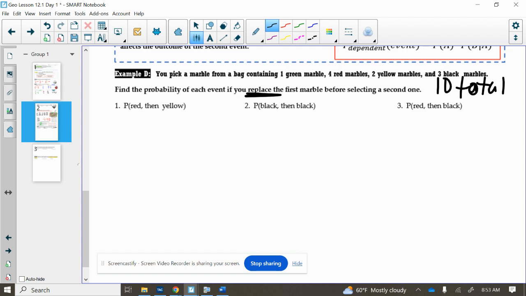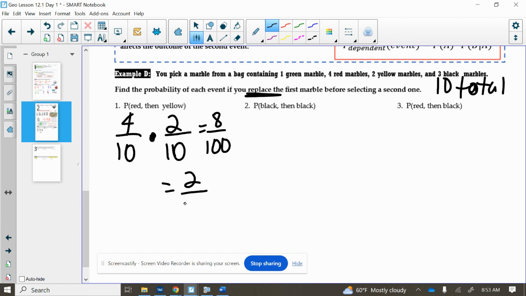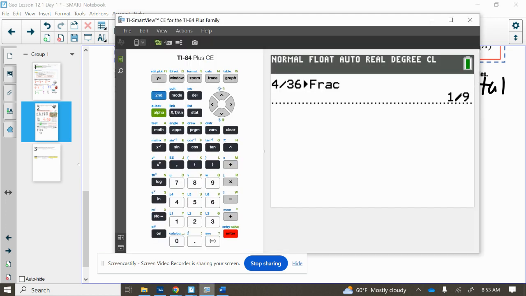So if I want 1 red marble, that is 4 out of my 10 marbles. And if I then put it back in the bag, the probability on my second draw that I would get a yellow is 2 out of 10. So I would multiply those two together. I get 8 out of 100. Or if we reduce that, both of those are divisible by 4, 2 out of 25. Again, we could also use our calculator, math, enter, to reduce that one.